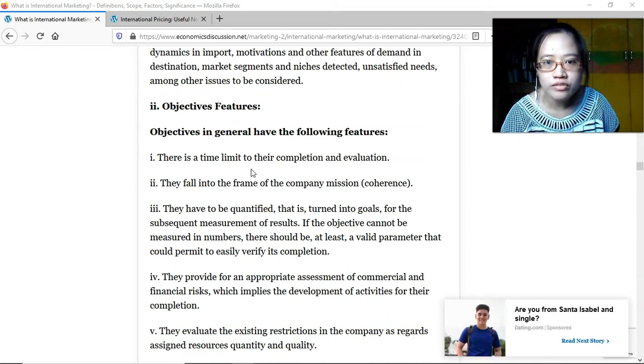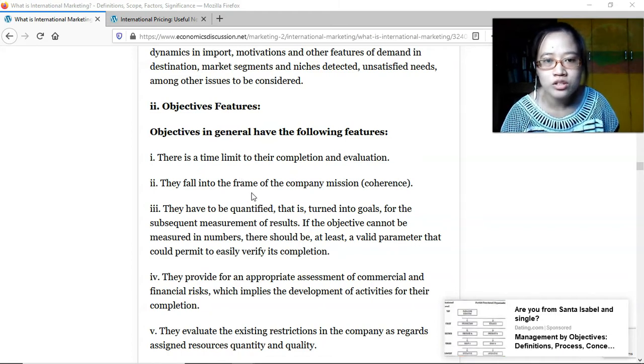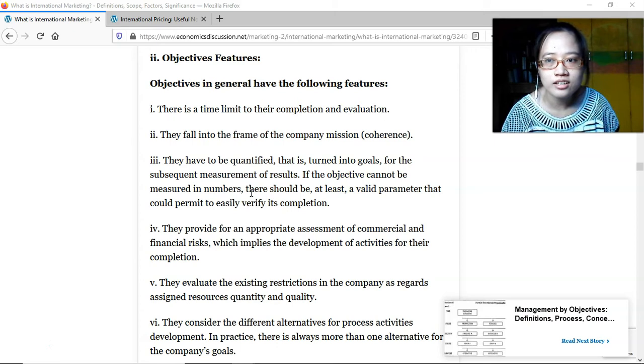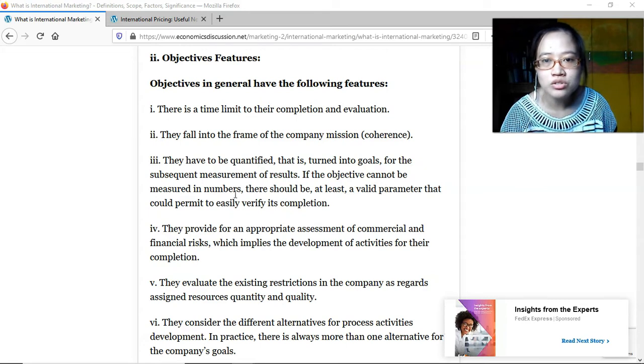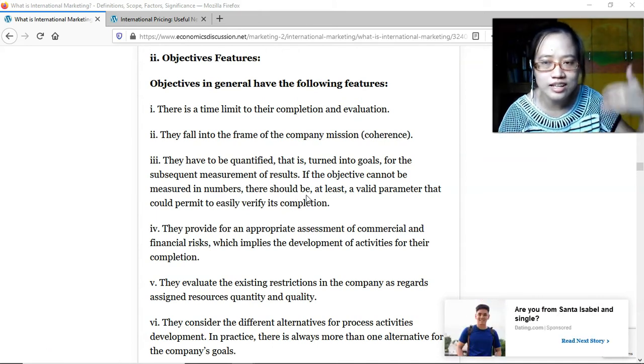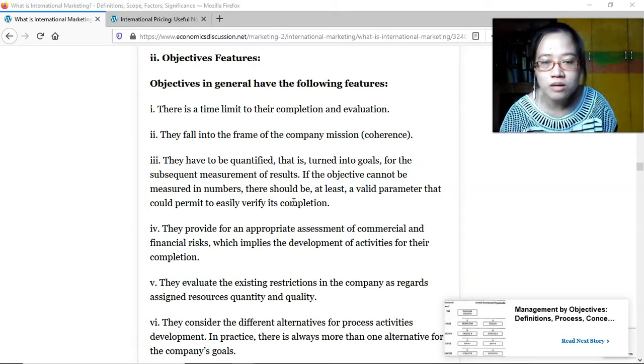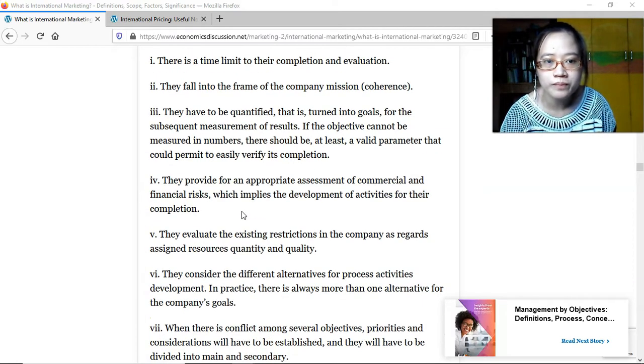Objectives have the following features: time limit to their completion and evaluation, fall into the frame of the company mission, okay, the alignment with the company's goals and objectives. They have to be quantified, that is, turned into goals for the subsequent measurement of results. Okay, have to know whether this is going to be profitable or not. Okay, as early as the planning process, they have to consider that already. If the objective cannot be measured in numbers, there should be at least a valid parameter that could permit to easily verify its completion.